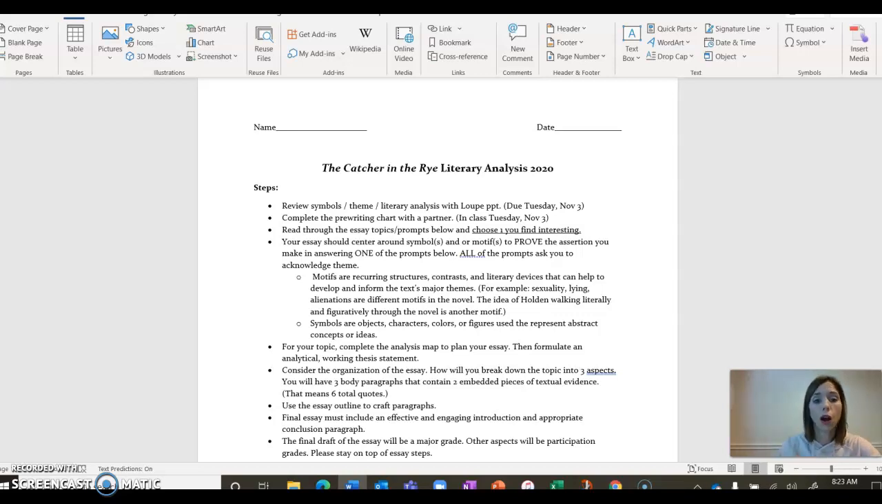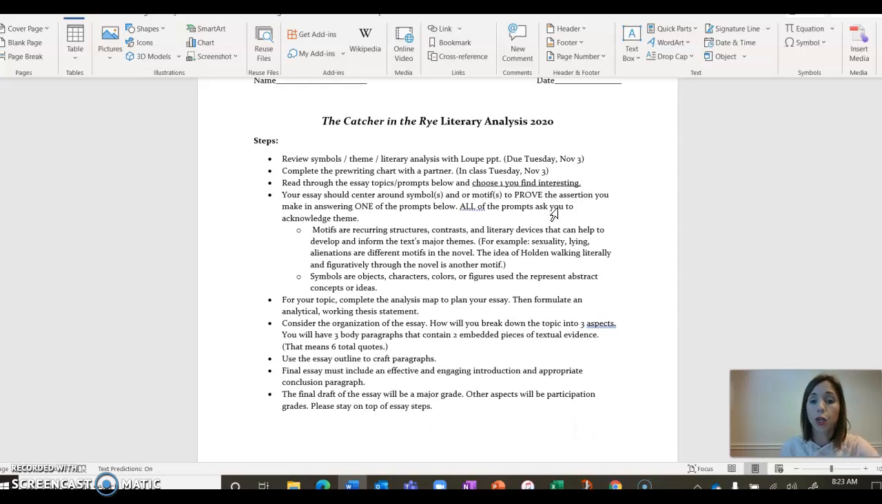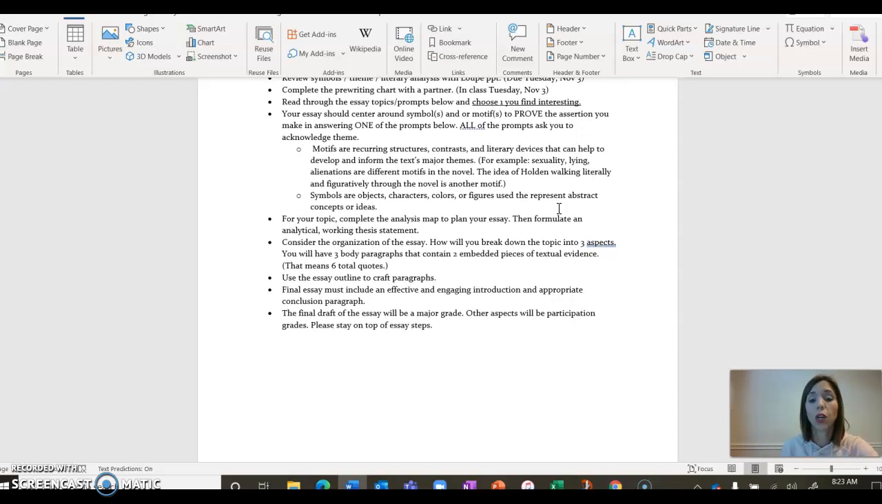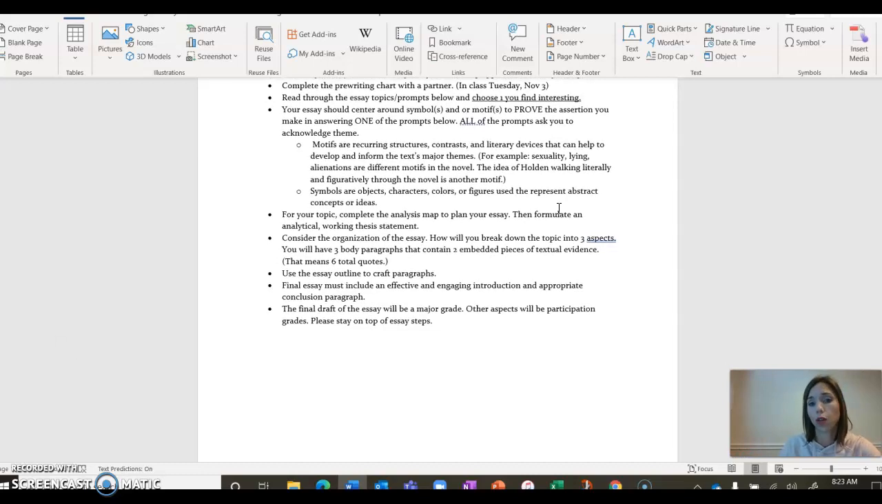Okay, so you are right now doing step one, reviewing symbols and theme with this PowerPoint. I want you to watch this in Edpuzzle before class on Tuesday. In class on Tuesday, we are going to review Catcher in the Rye with a Kahoot. Woohoo, Kahoot! And then we're also going to work on this chart with a partner. It's further down on this assignment. You're going to read through the topics, I think there are 6 or 7, and choose one that you find interesting. So you have some wiggle room to find something that you're comfortable and interested in writing about.